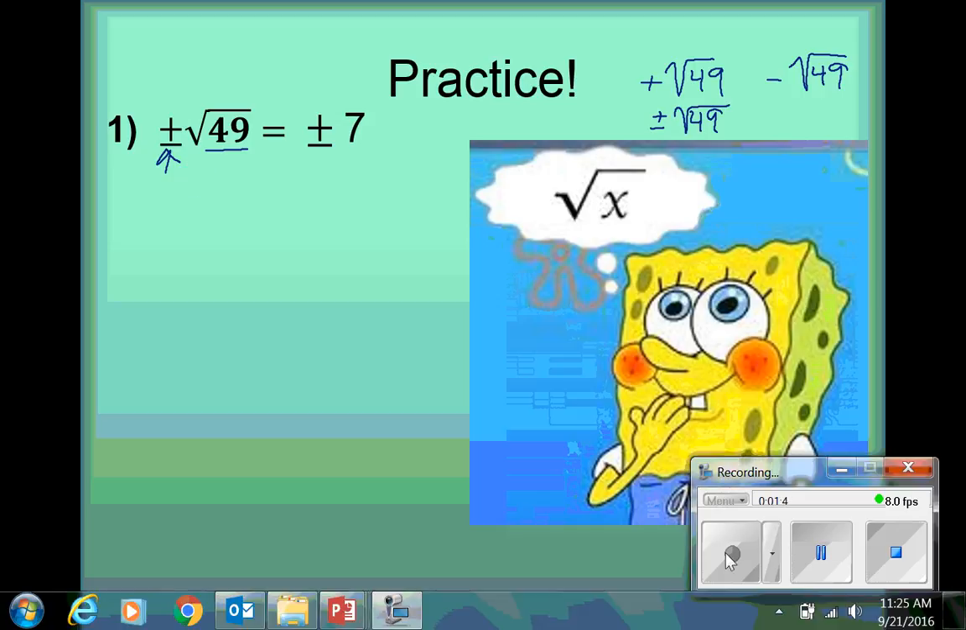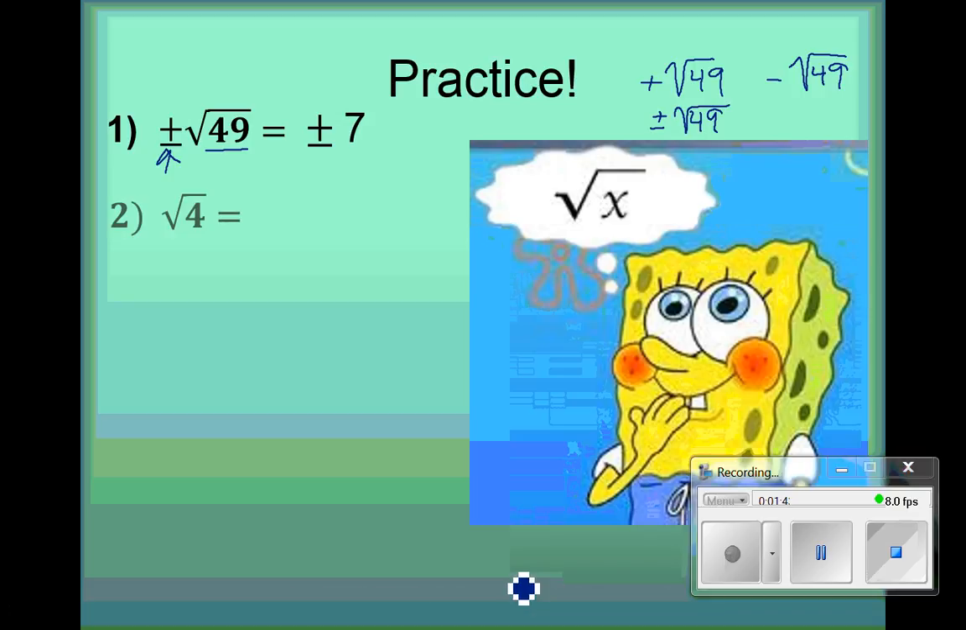Let's look at problem number 2. The square root of 4. This one, we're just looking for the positive square root of 4 because we don't have the plus or minus. And if you look at your table or your squares pictures, you would know that the square root of 4 is 2. I'm sorry, I just gave you the answer. The square root of 4 is 2, and it's because 2 times 2 equals 4.